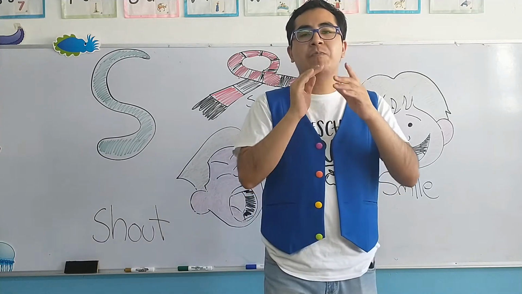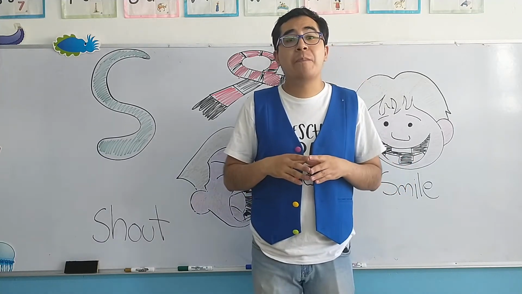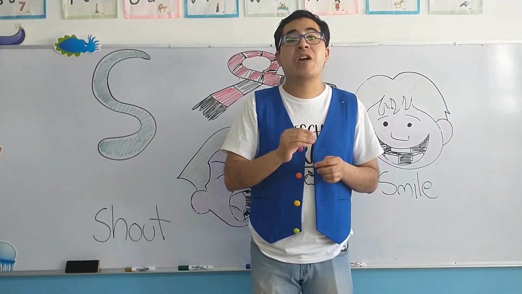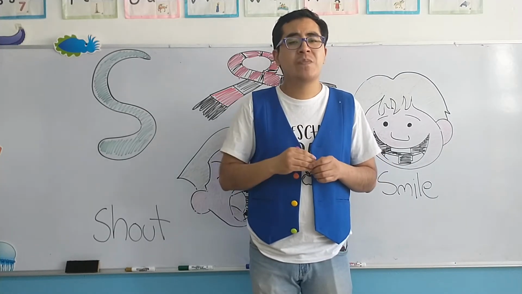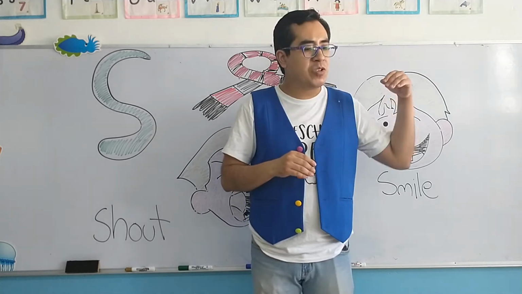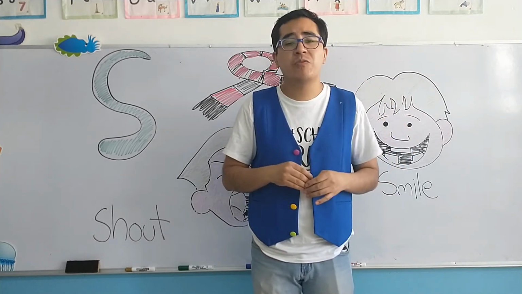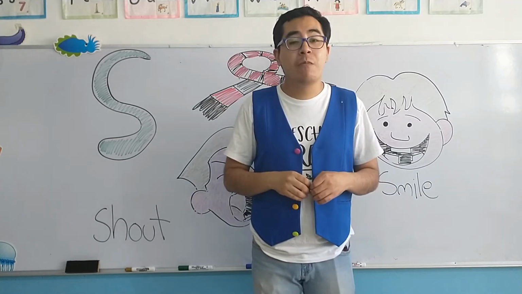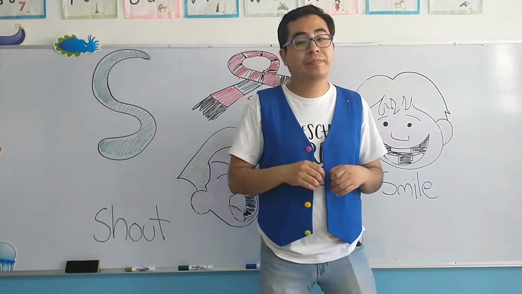So, let's begin with the capital S. Now, of course, with this letter we are going to see new objects. But before we start with characteristics of the objects, let's see the shape and form of the letter S.